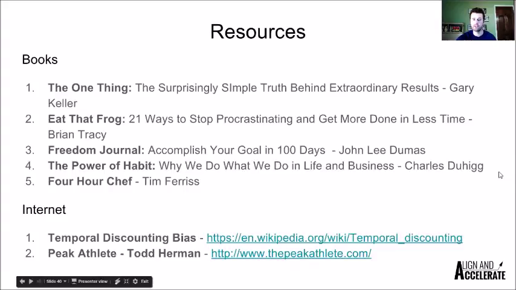Really quickly, here's a list of the resources that I used for this: The One Thing, Eat That Frog, Freedom Journal, The Power of Habit, and 4-Hour Chef by Tim Ferriss. Then Peak Athlete by Todd Herman, and Temporal Discounting Bias was from Wikipedia. So that's the resources in a nutshell. I know in the first module, or in the beta course, a lot of people asked for the resources in case they want to go plug in and discover things for themselves. So at the end of all the modules, I have the resource list for you now, showing where I got my information.